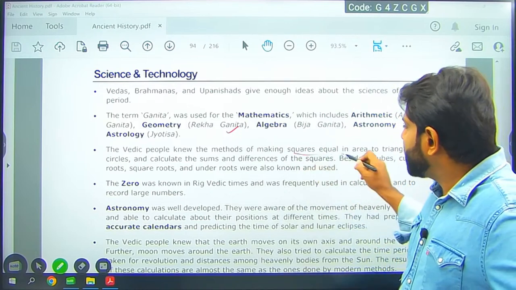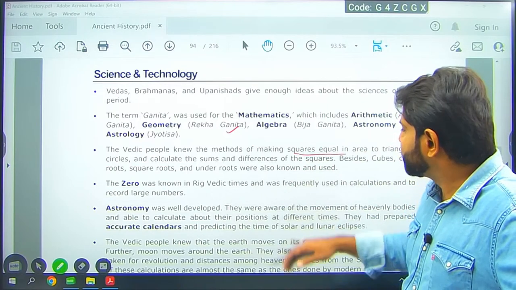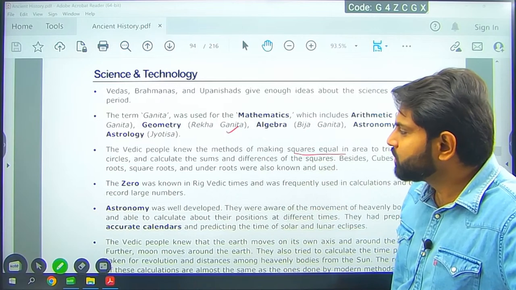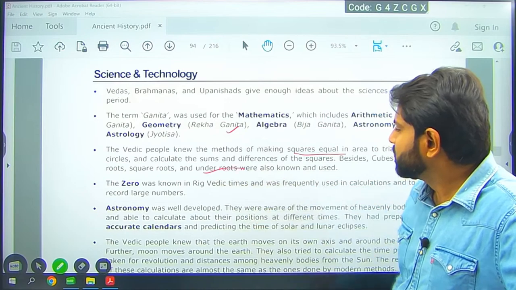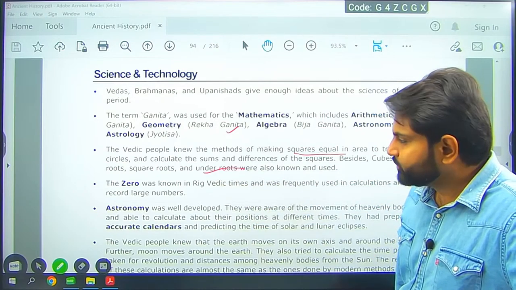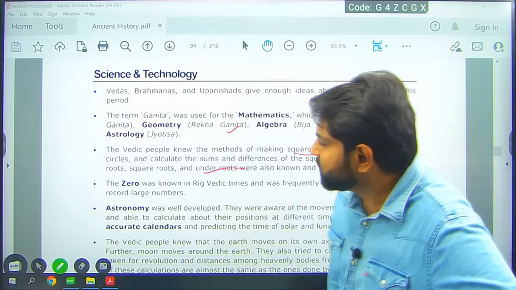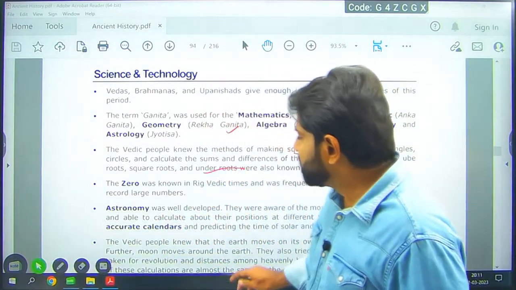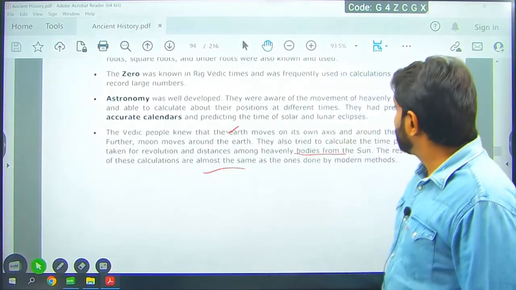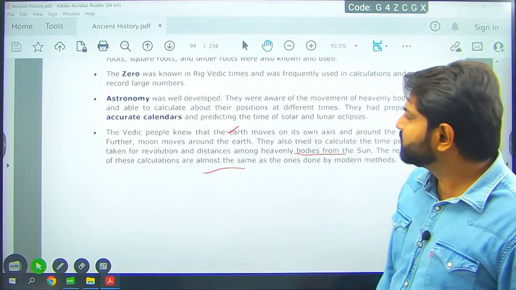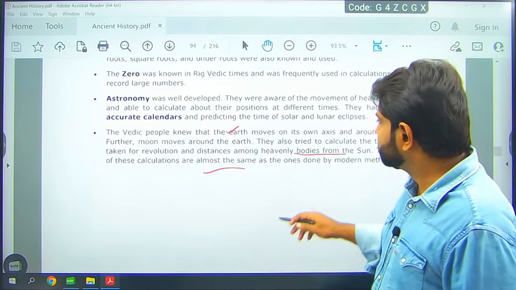They made squares equal in area to triangles and circles, and calculated the sums and differences of squares, besides cubes, cube roots, square roots and other roots, which were also known and used. Zero was known in the Rig Vedic period and was frequently used in calculations to record large numbers. Astronomy was well developed. They were aware of the movement of heavenly bodies and able to calculate their positions at different times. They had prepared accurate calendars also.